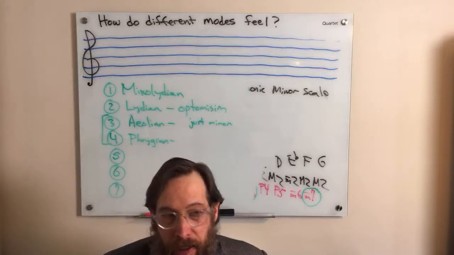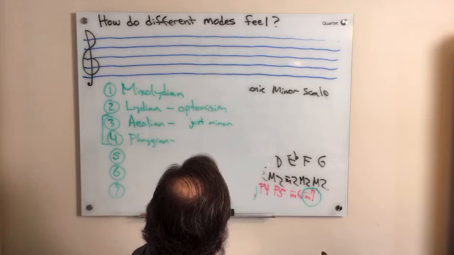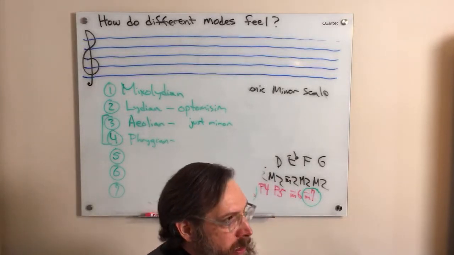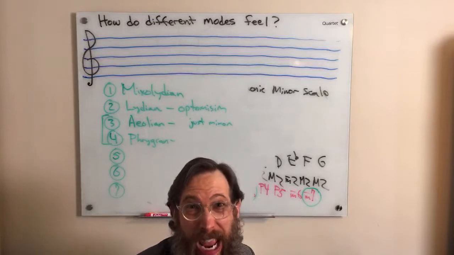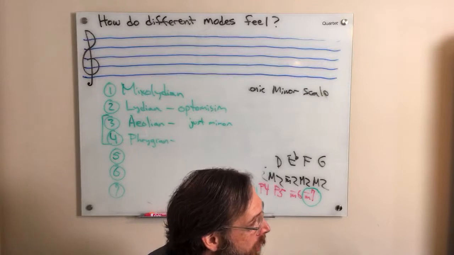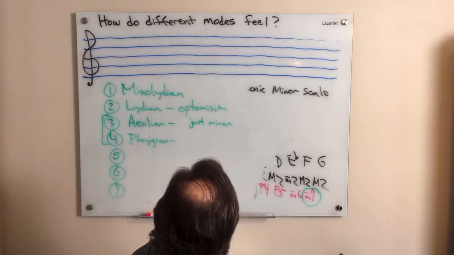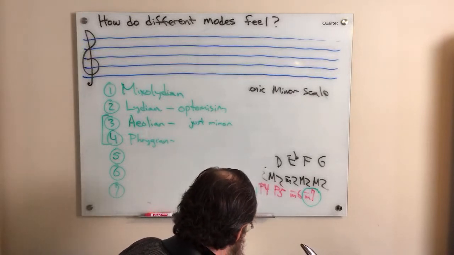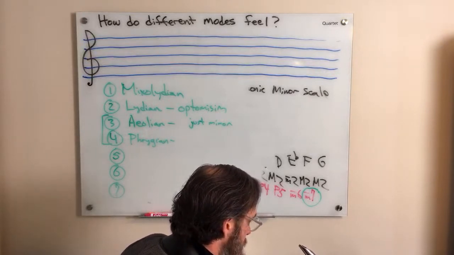So I've done 4 out of the 7 modes, keeping in mind that Ionian is just our major scale, just as Aeolian is just the minor scale. Ionian is just the major scale. But left are Dorian, Ionian, and Locrian. Which one is this, and what does it feel like? Which mode is this?